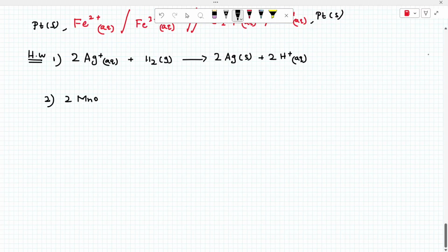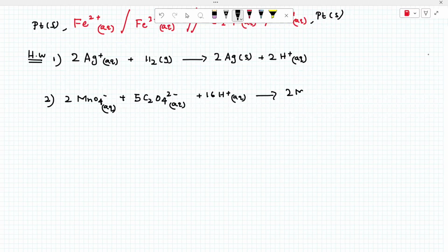2MnO4 minus (aqueous) plus 5C2O4 2 minus (aqueous) plus 16H plus (aqueous) gives 2Mn 2 plus (aqueous) plus 10 CO2 plus 8 H2O.